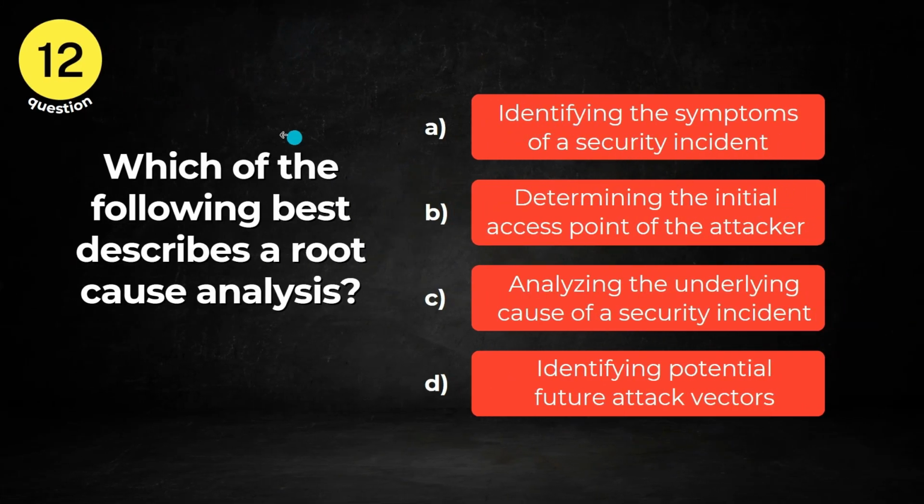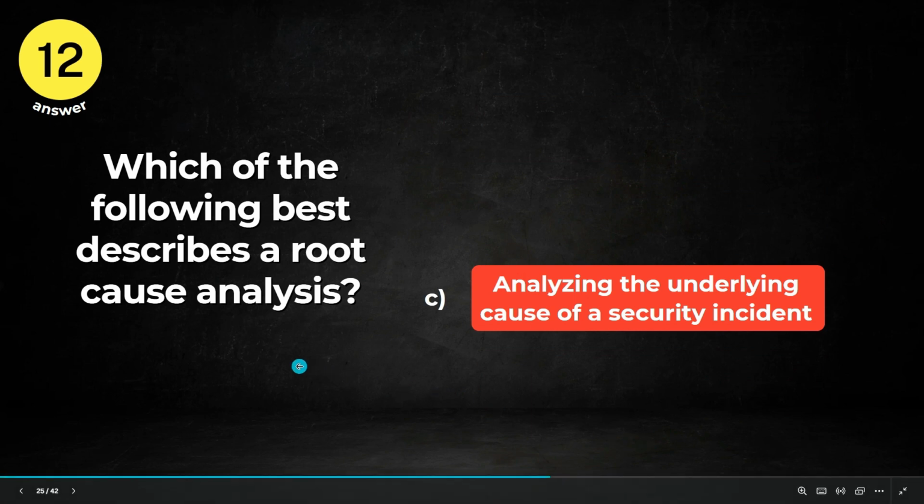Number 12. Which of the following best describes a root cause analysis? A. Identifying the symptoms of a security incident. B. Determining the initial access points of the attacker. C. Analyzing the underlying cause of a security incident. D. Identify potential future attack vectors. Like I said before, just a few seconds. It's going to be C. Analyzing the underlying cause of a security incident.